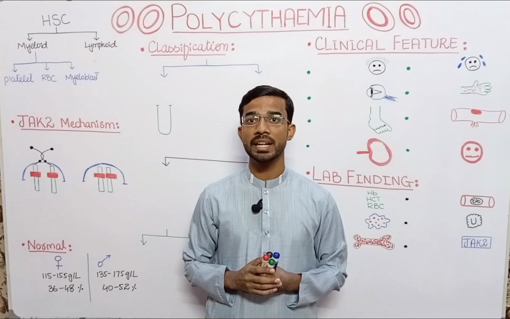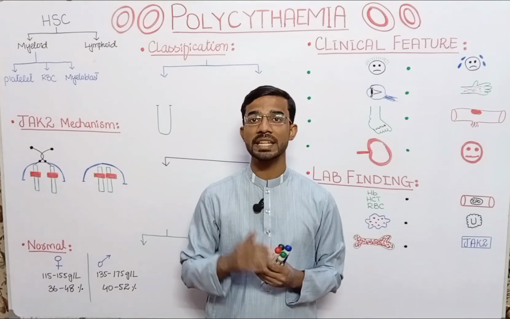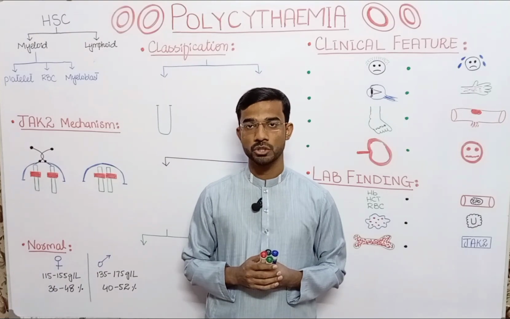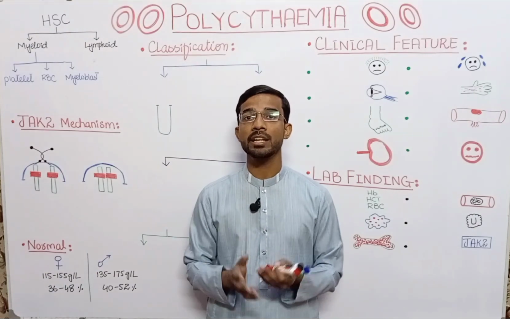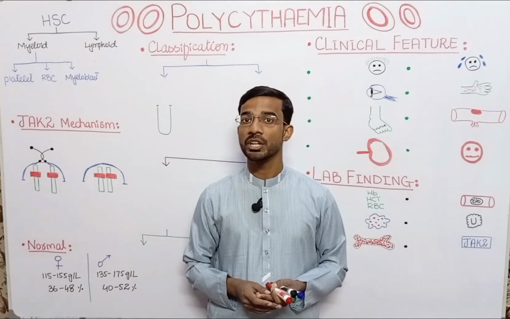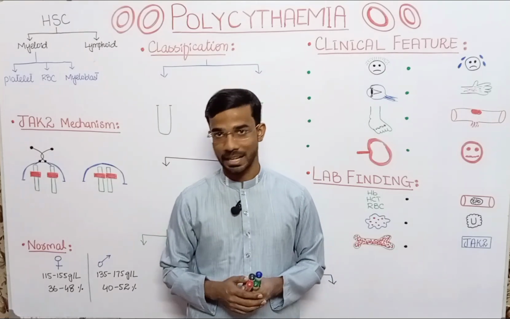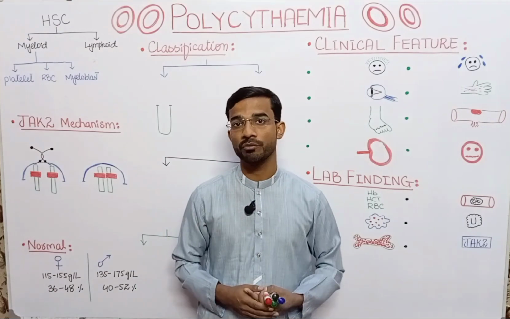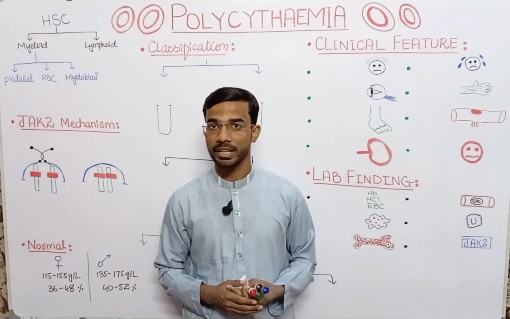Polycythemia is actually a disease in which you will see an increase in the concentration of the hemoglobin. It is a category of the myeloproliferative neoplasm, MPN. So let's see how it is a type of the MPN, myeloproliferative neoplasm.